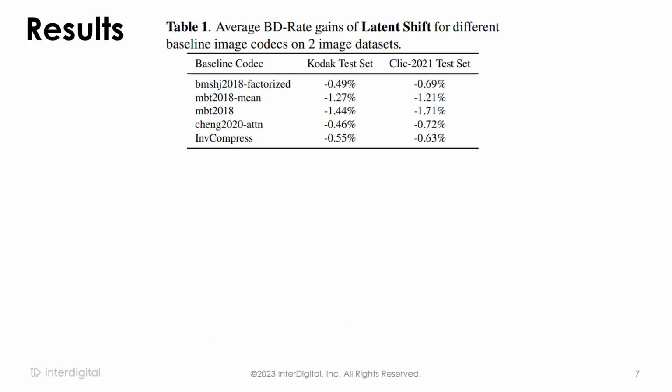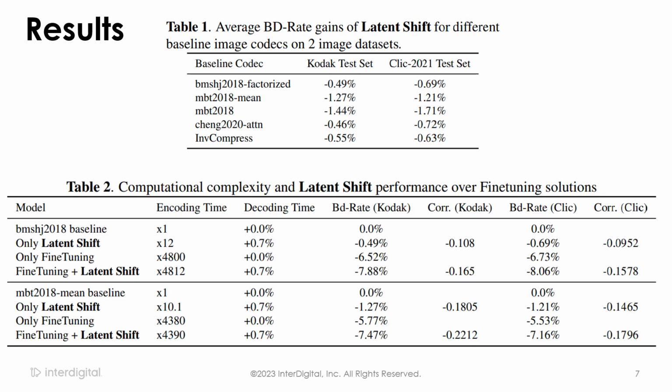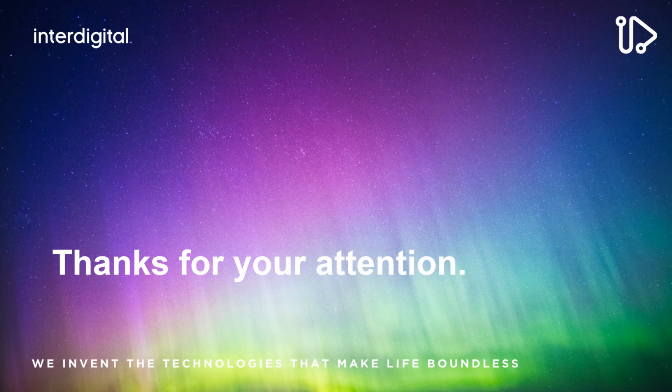In the table, we can see the BD rate performance of Latent-Shift on 5 different off-the-shelf neural codecs on 2 different image datasets. Our method saves a significant amount of bits. In order to show complexity, we conduct further tests with and without the fine-tuning solution in Table 2. Here we also show how Latent-Shift can save more bits after the fine-tuning solution. For more information, please check the paper and also don't hesitate to contact us. Thanks for your attention.